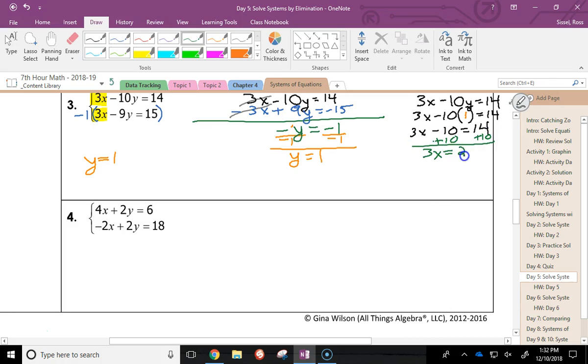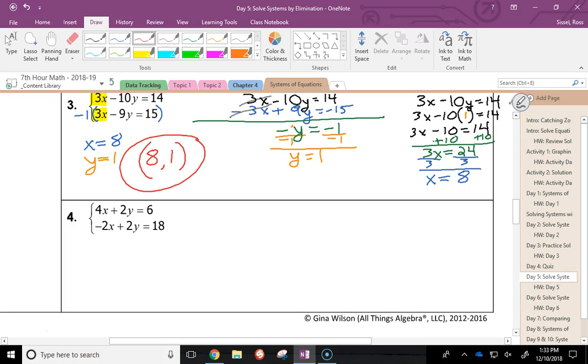3x equals 24. How do I get my x alone, Tyler? Good. Divide each by the coefficient 3. X equals 8. And that's all we have to do.